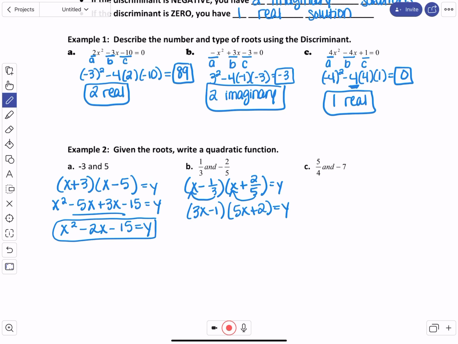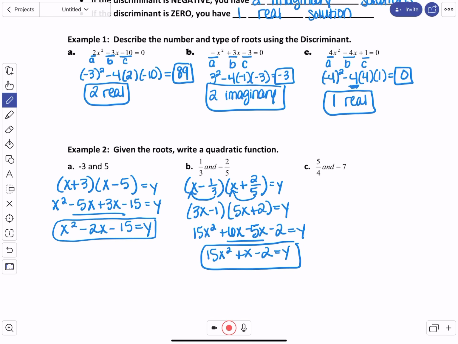And now FOIL. 3x times 5x is 15x squared. 3x times 2 is 6x. -1 times 5x is -5x. -1 times 2 is -2. Combine our like terms, and we'll get 15x squared plus x minus 2 equals y.